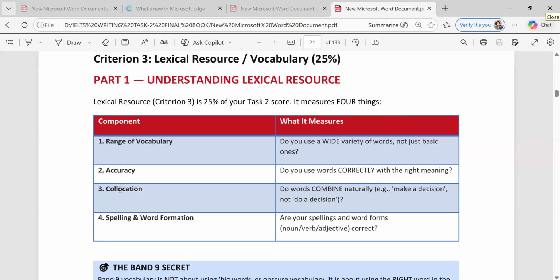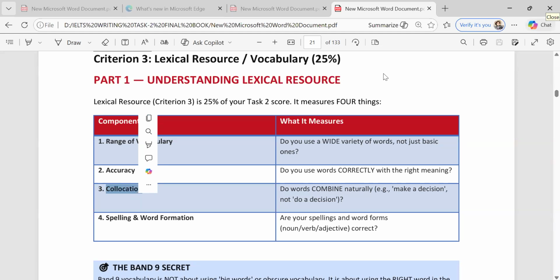And then it comes to collocation. Collocation means words combine naturally. Two, three, four words you combine naturally, and it gives you one meaning. So collocation really matters in IELTS. Among all of these, collocation really matters. Always try to use an adjective with a noun.